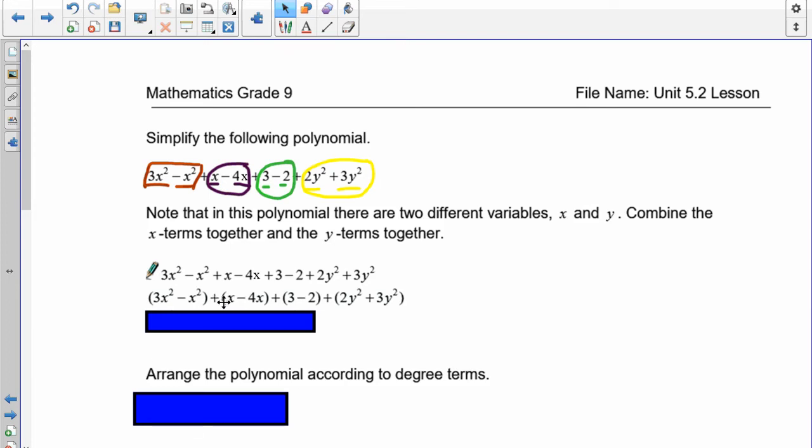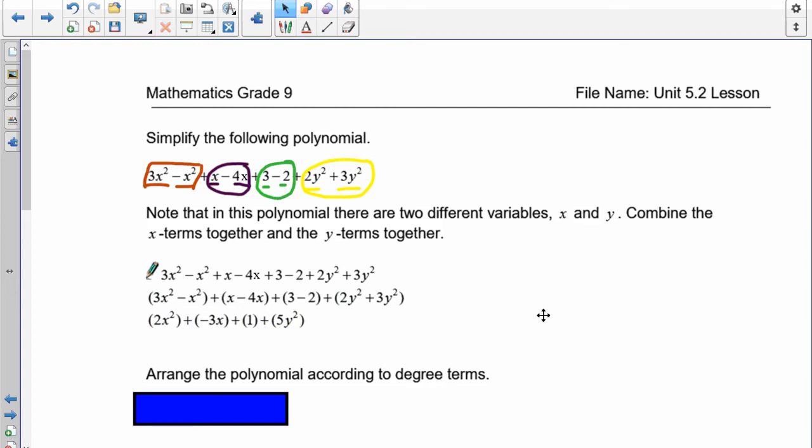An x which has a 1 in front of it, so that's 1x, take away 4 x's. So if you think about this in rectangles, you've got big rectangles here, they're all darkened in. There's one which is not. One of these is going to cancel with that, leaving you with negative 3x left over. 3 take away 2 is 1, and we have 2y squared and a 3y squared put together. That's 5y squared. Now the last thing we need to do is to arrange these according to degree.